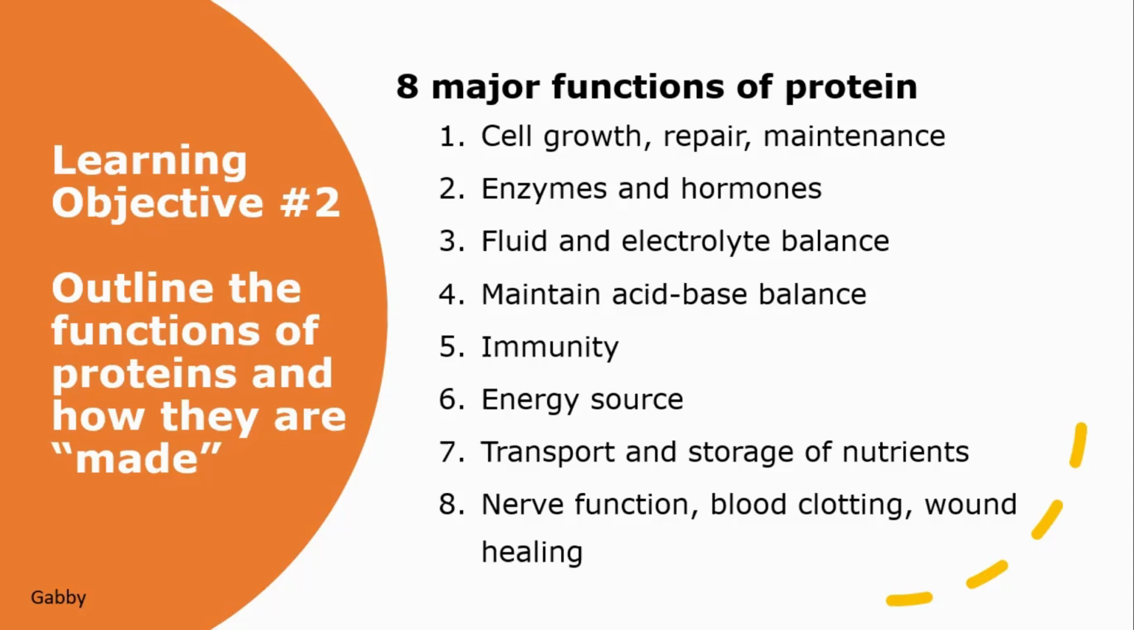So the 8 major functions of protein are 1, cell growth, repair, and maintenance. 2, enzymes and hormones. 3, fluid and electrolyte balance. 4, maintaining acid-base balance. 5, immunity. 6, an energy source. 7, transport and storage of nutrients. And lastly, 8, nerve function, blood clotting, and wound healing. Keep these functions in mind when we continue to talk about protein and protein balance.